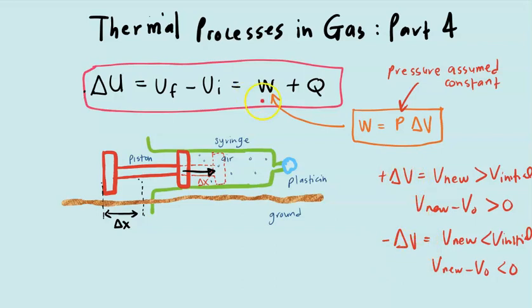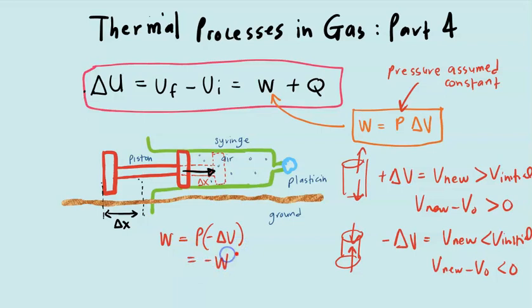Positive change in volume maksudnya volume dia membesar lah. Okay, so dia makin besar. Whereas negative change in volume, the change in volume makin kecil. Okay, so smaller volume lah in the end. Okay, so if I were to push this piston, what happens to my volume? My volume becomes smaller. W equals to P minus delta V. So this would give me a negative work.